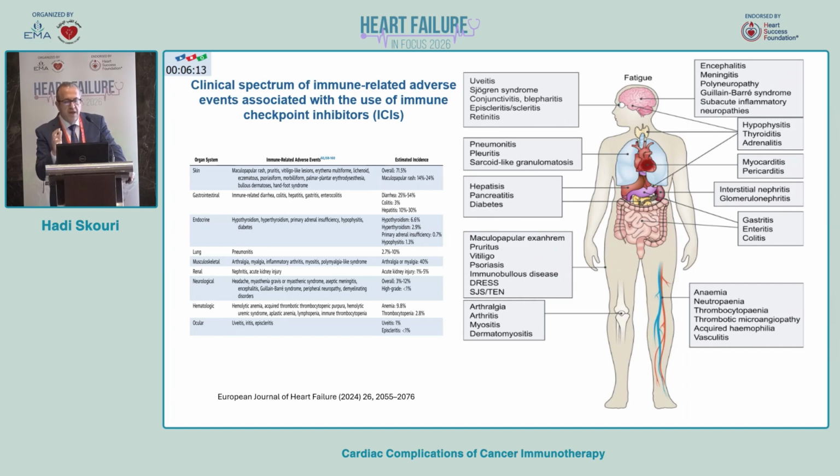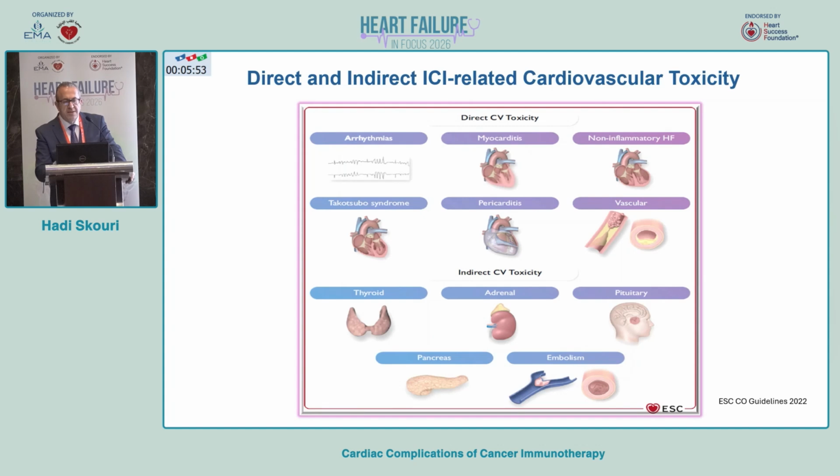These are the immune-related adverse events of these drugs. They affect the brain, the eyes, the lungs, the liver, the muscles, as well as the GI tract and the heart. Skin is the most affected, in 71% of patients. The heart is the least affected. These are the direct and indirect cardiovascular toxicities: arrhythmias, myocarditis, non-inflammatory heart failure, takotsubo or stress-induced cardiomyopathy, pericarditis, and others like vasculitis. And indirectly, through thyroid disease, adrenal disease, and thyroiditis that can cause tachycardia, etc., or any metabolic derangement.